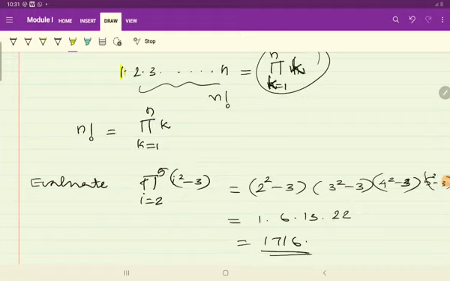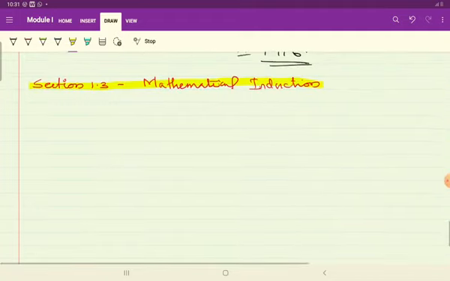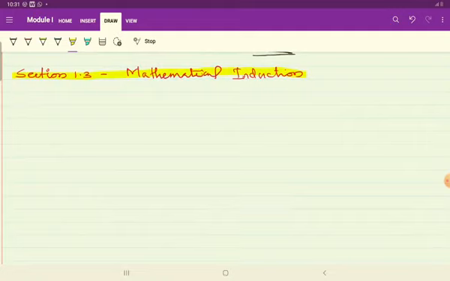So next we move to the first section in the syllabus of number theory, that is section 1.3, mathematical induction. As number theory deals with the theory of numbers, mainly integers, in order to prove the results in number theory, some tools are required for proving the theorems and results. One such tool is mathematical induction. So in order to prove the results, we are using mathematical induction as a tool.